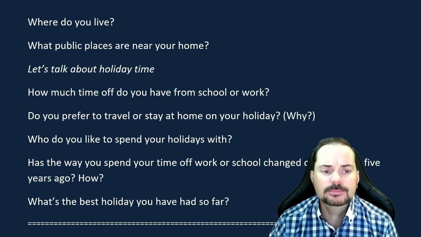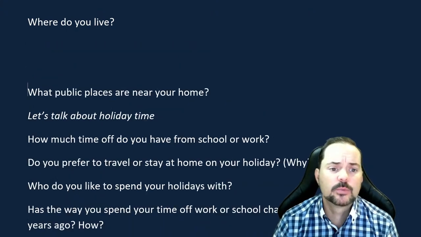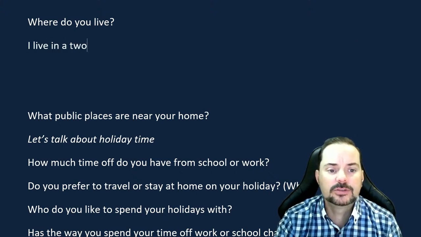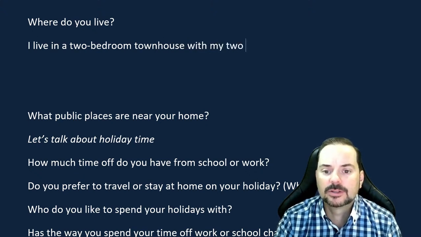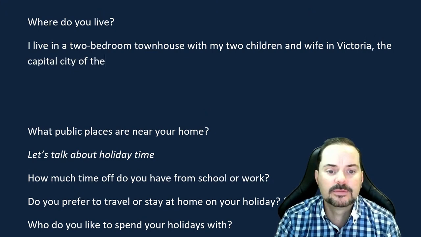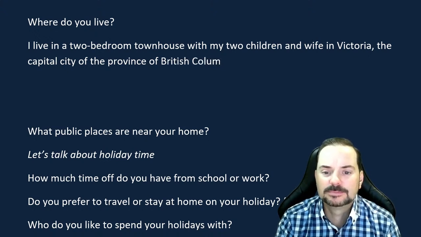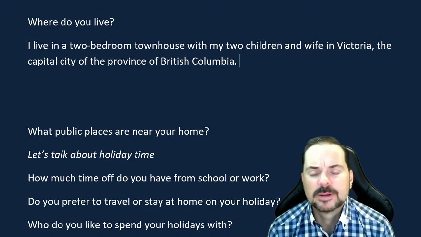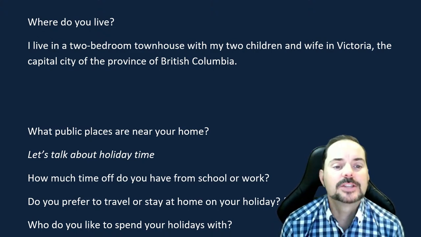So here's a question. The examiner says, where do you live? Okay, here's my answer. I live in a 2-bedroom townhouse with my 2 children and wife in Victoria, the capital city of the province of British Columbia. Okay. So I have to be careful of how I spell Columbia now. I get confused.